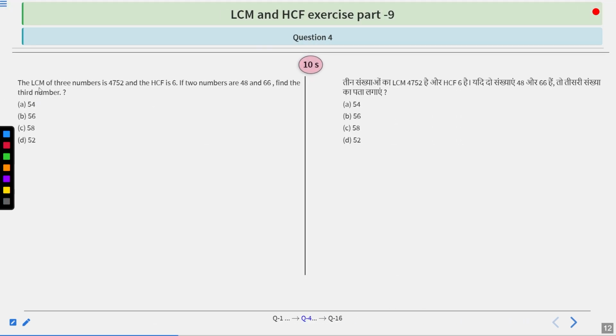Next, the LCM of three numbers is 4752 and HCF is 6. If two numbers are 48 and 68, then find the third number. The options are option A 54, option B 56, option C 58, and option D 52. These are the options.